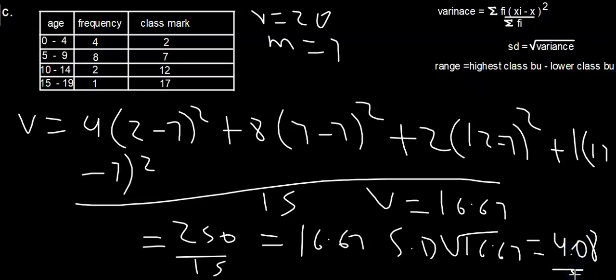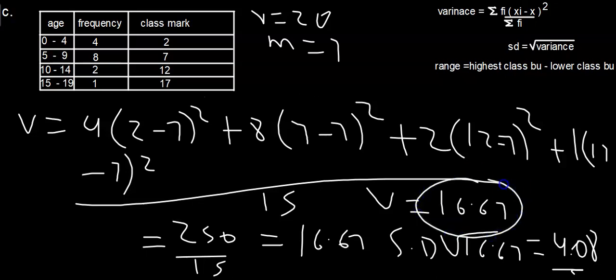So this is all you have to do when you encounter this specific example. To get the mean, multiply this whole thing and then divide by the sum of the frequency. To get the variance, take the frequency and the class mark, subtract 7 and square it, and then do the process again. After that, divide this whole thing by the sum of the frequency, which is 15, and you get the variance and standard deviation.